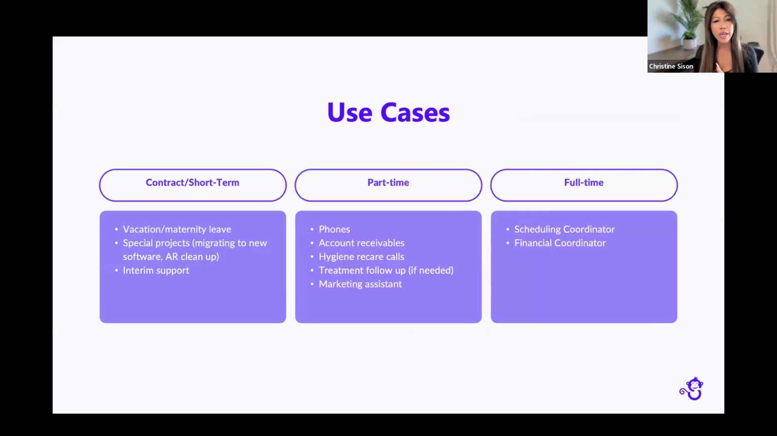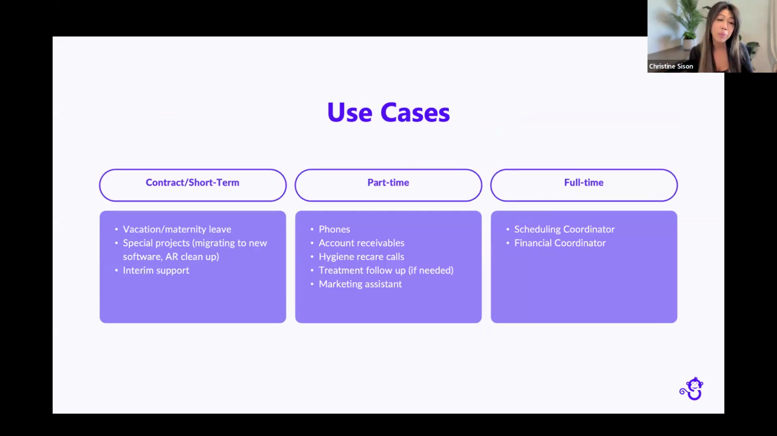What are the kinds of use cases for a remote professional? My doctors use it for things like contract work. A lot of the popular ones are, "Hey, someone's going on vacation," or, "We have a bunch of AR. We don't need a full-time person. We just need someone for 3 months to bring something down." So you really think of remote professionals that way.